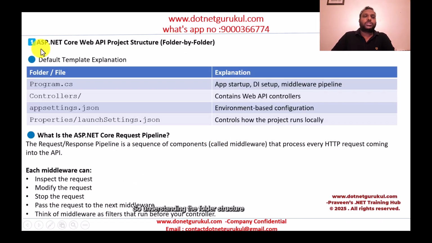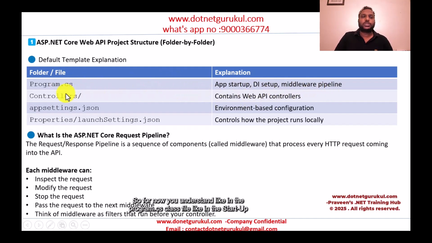Understanding the folder structure: when you create a Web API project in Visual Studio, it will have these folders and files. First the Program.cs class file, the Controllers folder, appsettings.json, Properties, launchSettings, everything. Each of these files has certain standards and a certain purpose. The Program.cs class file is for application startup, dependency injection setup, and the middleware pipeline. I'm going to explain that in detail.